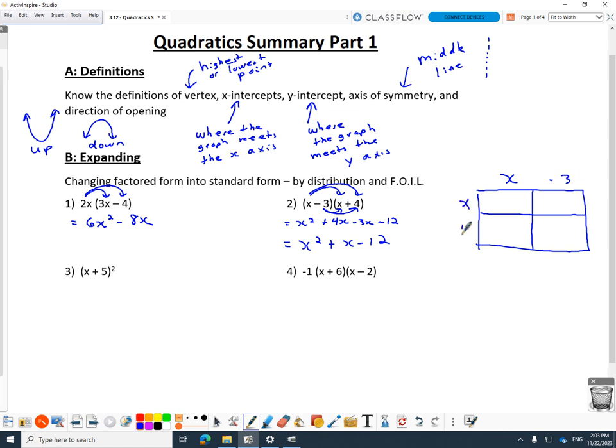This actually went pretty well. Those of you who had a weak mark on the quiz, still many of you got this question, this distribution thing, where you go x times x is x squared, negative 3 times x is negative 3x, 4 times x is 4x, and then negative 12. And you can combine those up in one step and get the same thing I did over there, x squared plus x minus 12. But I paused for questions.